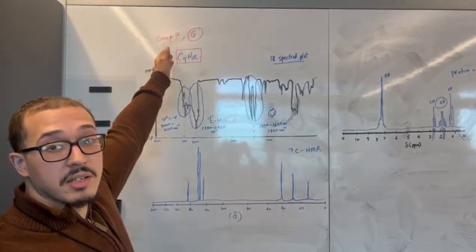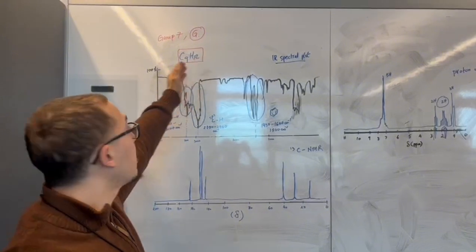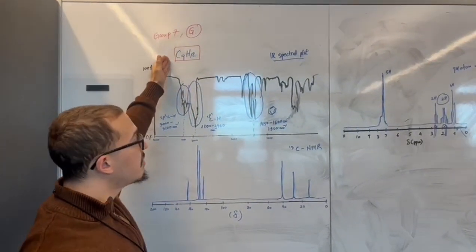I was put into group 7, letter G, and my molecular formula is C9H12.